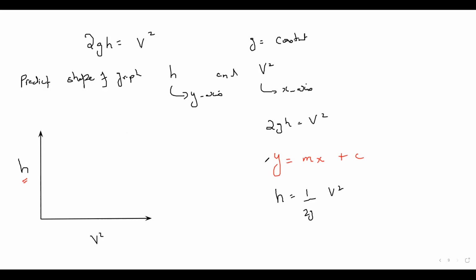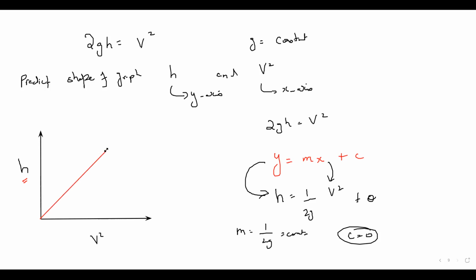Now we compare. If on the y-axis we have the height and on the x-axis we have v square, what will be our gradient? Our gradient will be 1 by 2g, so that means it's a constant. And what about the y-intercept? Because nothing is added here, the y-intercept will be 0. So again it will be a straight line passing through the origin. Is it clear?